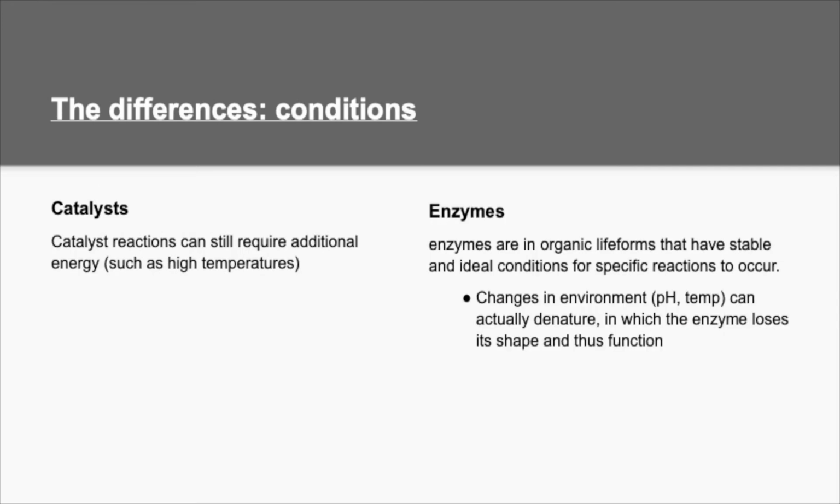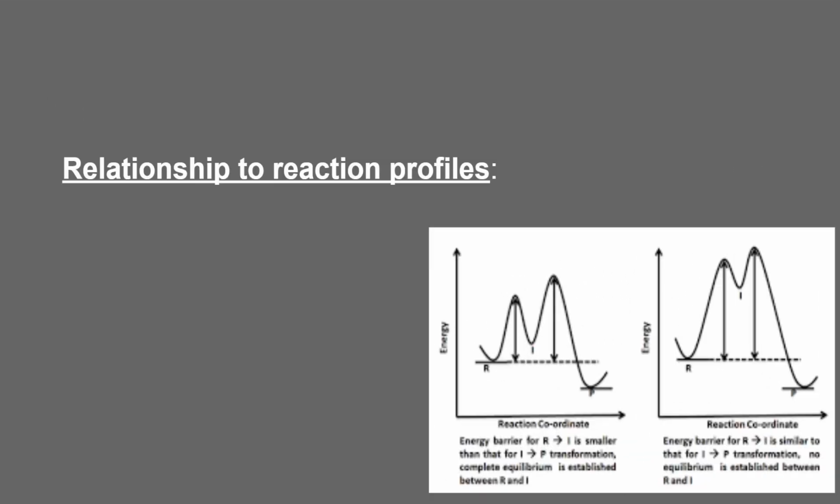Another difference between catalysts and enzymes is the conditions under which reactions are able to occur. Catalyst reactions can still require additional energy inputs, such as a higher temperature, to reach the necessary activation energy. Enzymes are organic life forms which already maintain a stable and ideal condition for these reactions to occur. So changes in that environment can actually denature the enzyme, as discussed previously. Okay, so now that you understand the difference between catalysts and enzymes, let's look at their relationship to reaction profiles.